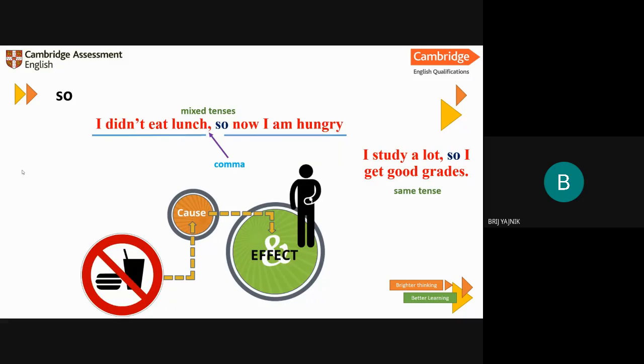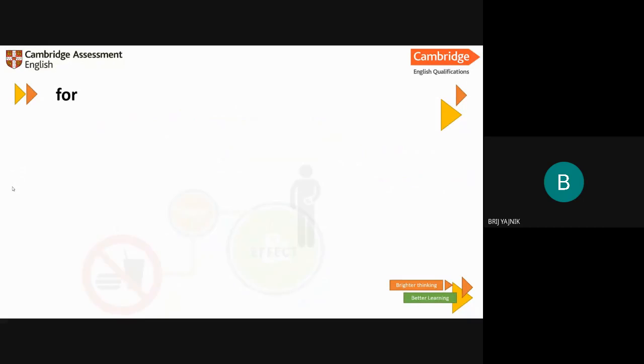So reason first and the result next. Yes, the reason first. Now, just a little change when you're using the word for, but the meaning remains the same. When you're using the word for, the result comes first and the reason goes next.